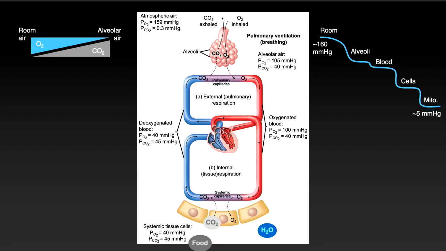At the level of the cell, as CO2 accumulates, we have a slightly higher partial pressure of CO2, 45 millimeters of mercury, that you can see. Actually, what I'm realizing now is this isn't as clear-cut as the oxygen side. The PCO2, the partial pressure of CO2, here is listed as the same in the cells as it is in the venous blood.